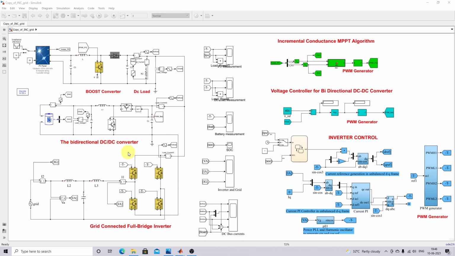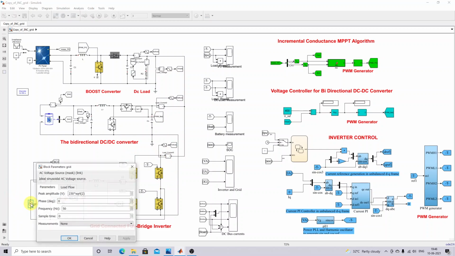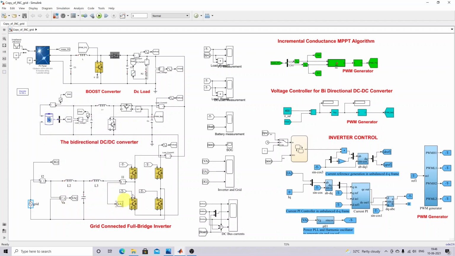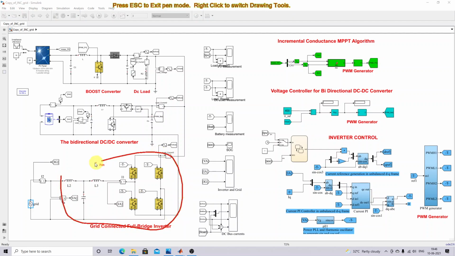So next, the DC bus is going to be connected to the grid, right? So this is a single phase grid. This is the detail of the grid. The grid detail is 230 volt with 50 Hz frequency. Okay, the grid is going to be connected to the DC bus via this LC filter and then single phase inverter.